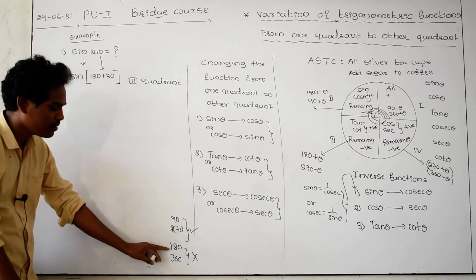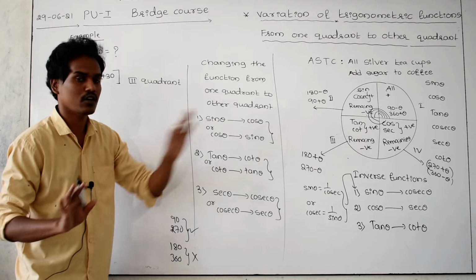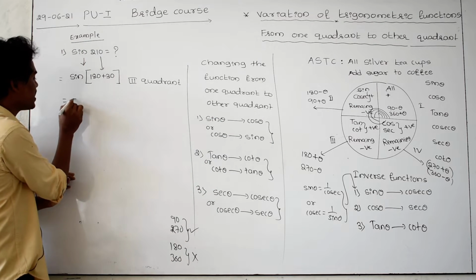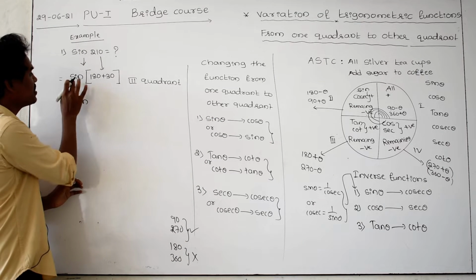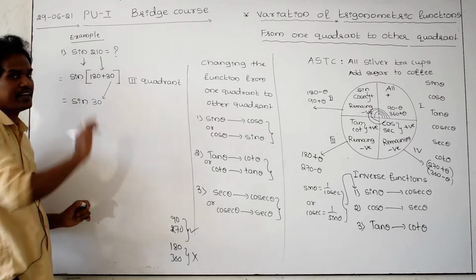This is 180. 180 means don't change sine to cos. Don't change sine to cos and keep sine as it is. Keep sine as it is, sine of 30. Take sine of 30 directly, and leave 180.